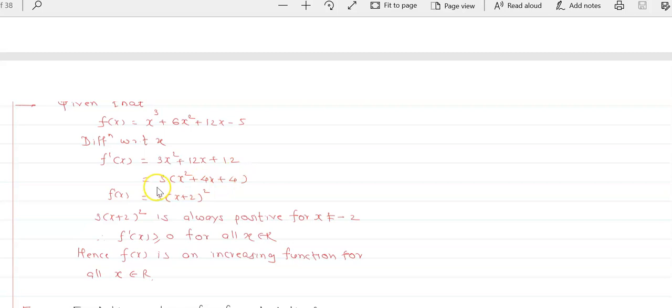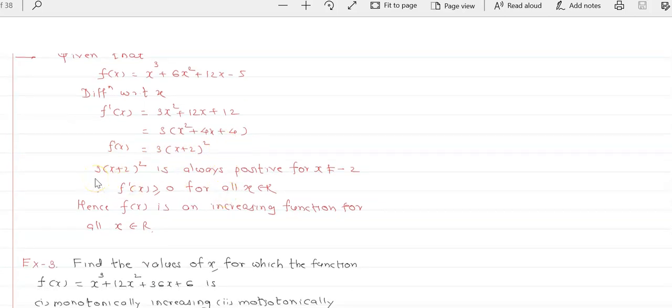Take 3 as common, then in bracket you will get x square plus 4x plus 4. Now it is a perfect square of (x plus 2) square. Therefore, f dash of x is equal to 3 (x plus 2) square. Now 3 (x plus 2) square is always positive for x not equal to minus 2. f dash of x is greater than or equal to 0 for all x belongs to the set of real numbers. Hence, f of x is an increasing function for all x belongs to the set of real numbers.